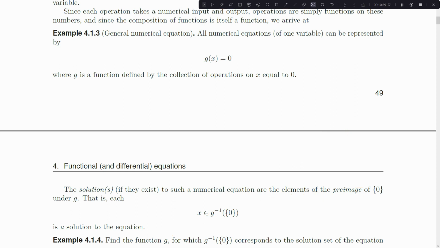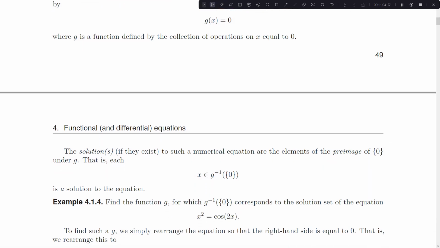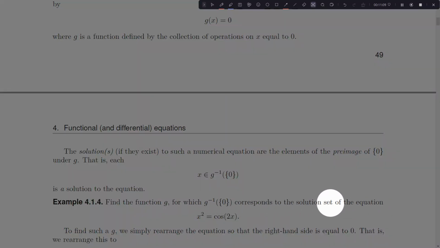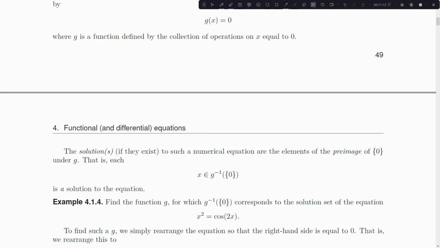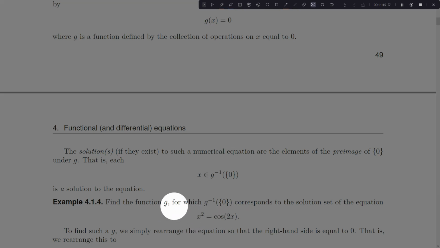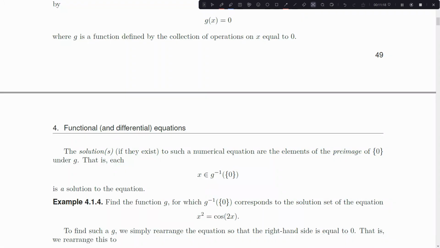Okay, so then that is how we might be able to find solutions to equations, because if all of our equations are written as g of x equals 0, then in fact for any x in the set which is the preimage of 0, that x will be a solution to the equation. Okay? So we'll scroll down to the example. The example says find the function g for which the preimage of 0 corresponds to the solution set of the equation. So here's my equation, and I'm looking for a g so that the preimage of 0 satisfies this equation.